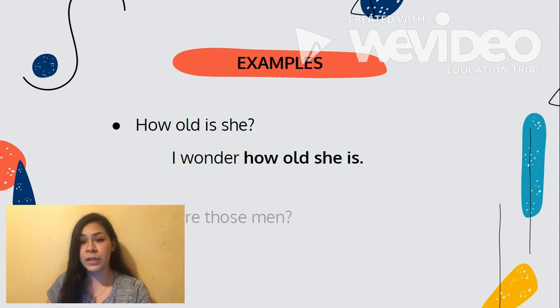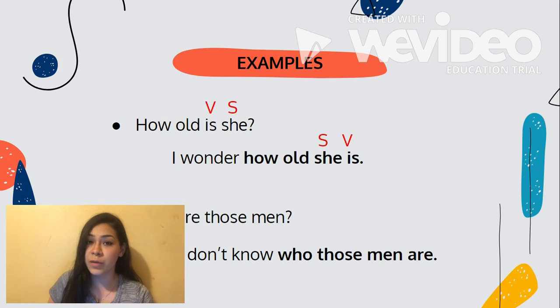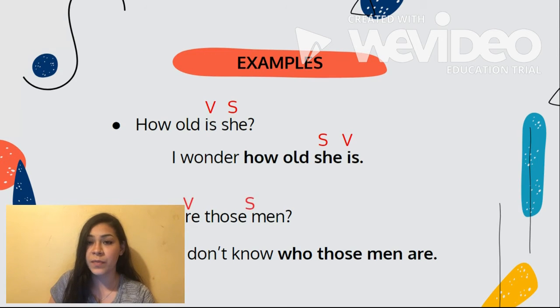The structure between the question and the embedded question changes. In the question, we can see that the verb is first and then comes the subject. And in the embedded question, first is the subject and then is the verb. In the other example, we can also see that in the question, first comes the verb and then the subject. And in the embedded question is the subject, then the verb.